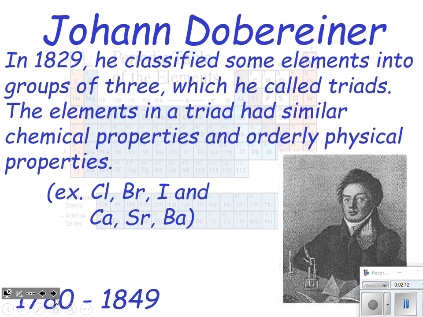And if you look, he said chlorine, bromine, iodine was a triad. Well, that makes sense because they're all in group 17 of our periodic table, right? Groups down have similar characteristics. So that makes sense. Look at calcium, strontium, barium. Same thing. They're in group 2 of our periodic table. So that makes sense, the way he had these triads.